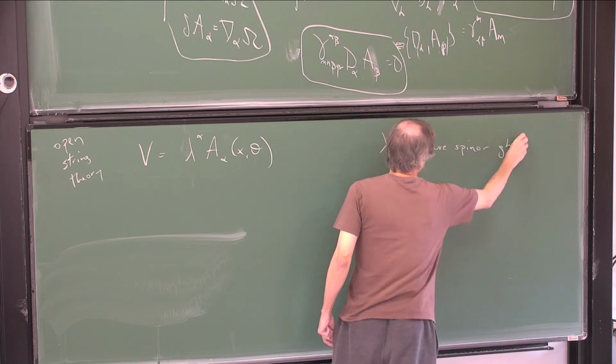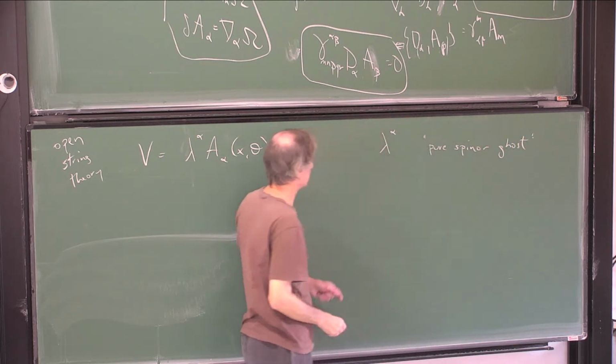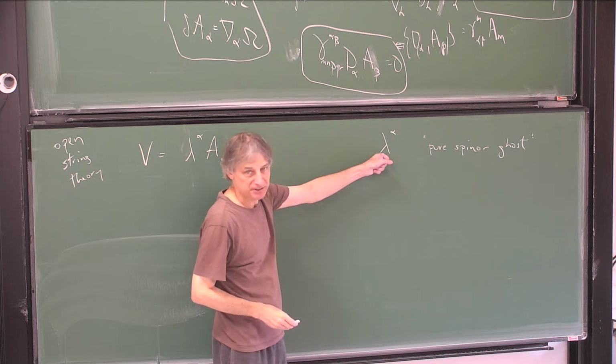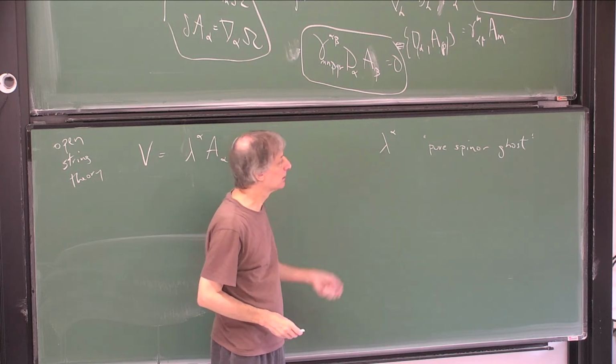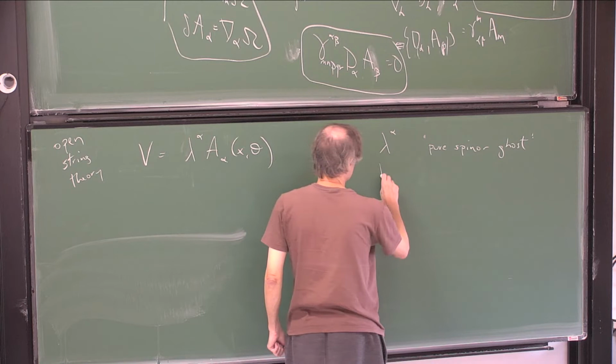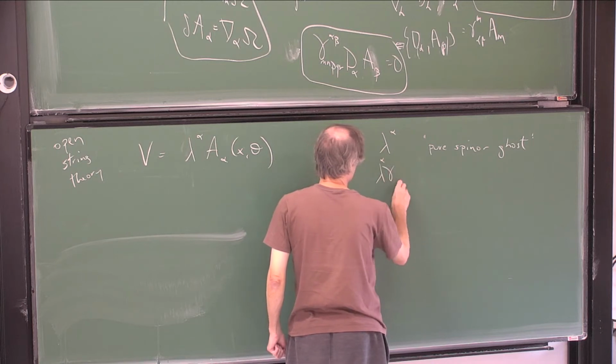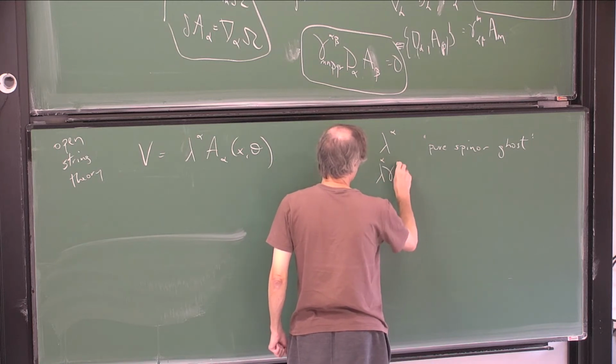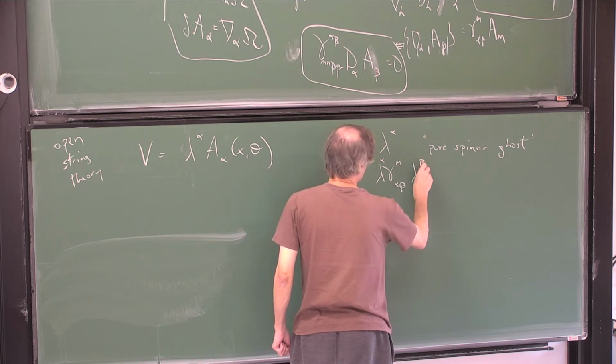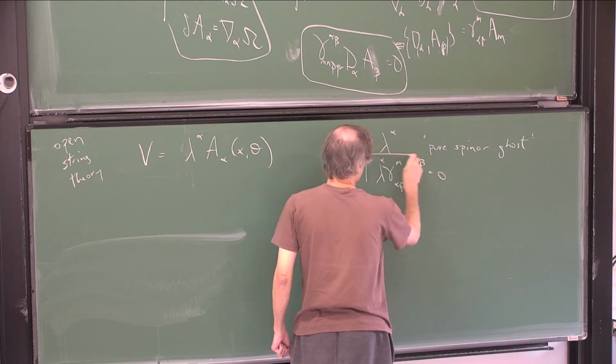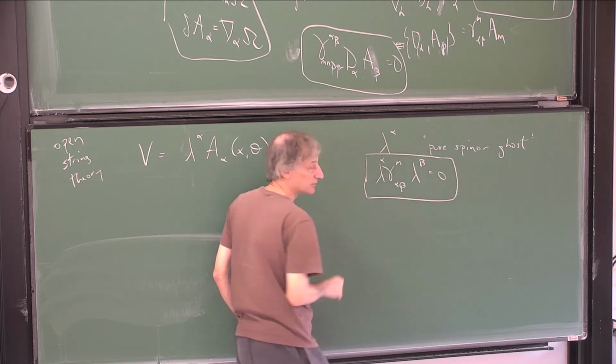I'm going to say it's a ghost because it has the opposite statistics of what you would expect for a spinor. So it's bosonic. And pure spinor means that it satisfies lambda alpha, you take the bispinor with itself, you get 0. So that's the definition of a pure spinor in 10 dimensions.